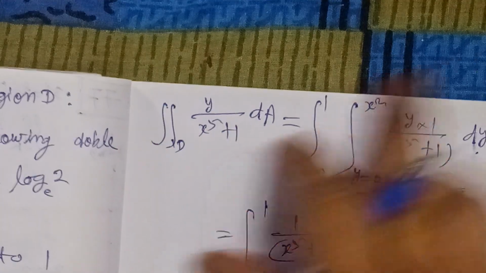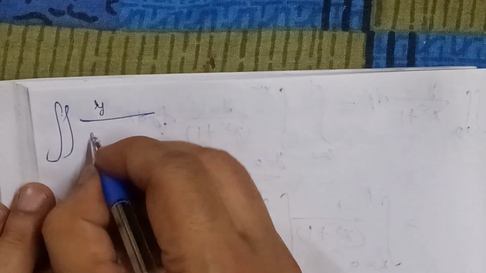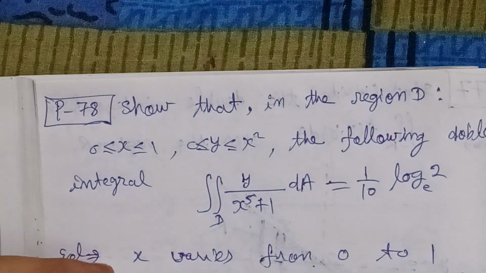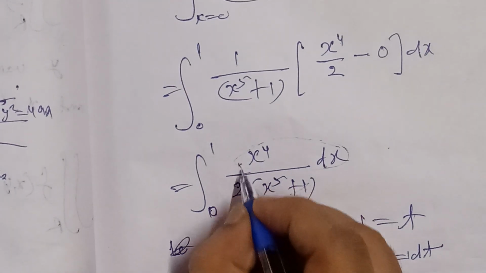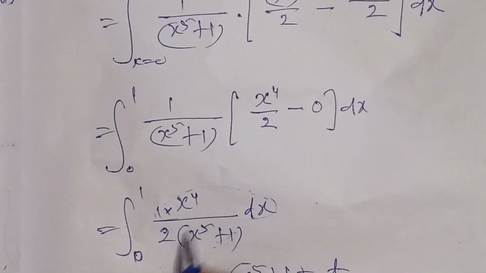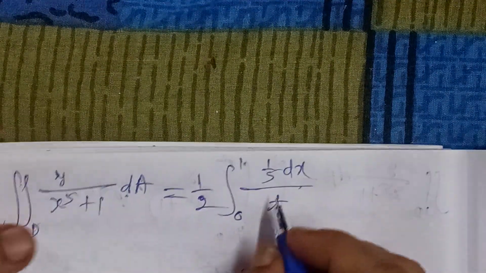So this double integration of y upon x to the power 5 plus 1 is equal to, take 2 outside the integration by writing 1 upon 2, because 2 is in the denominator. We only have to integrate the function, and the variable is t. The value x to the power 5 plus 1 becomes t in the denominator, so I write t here, and x to the power 4 dx becomes 1 by 5 dt. But the limit is changed.